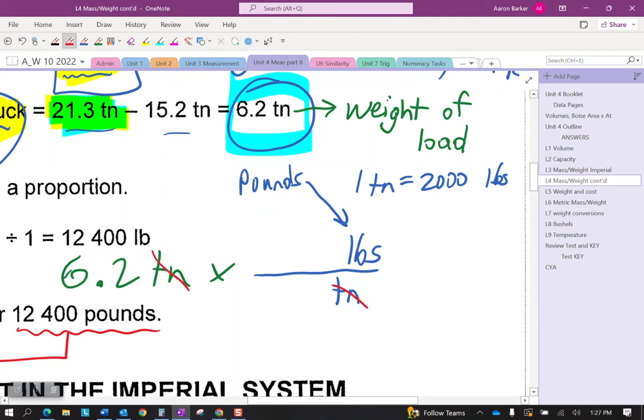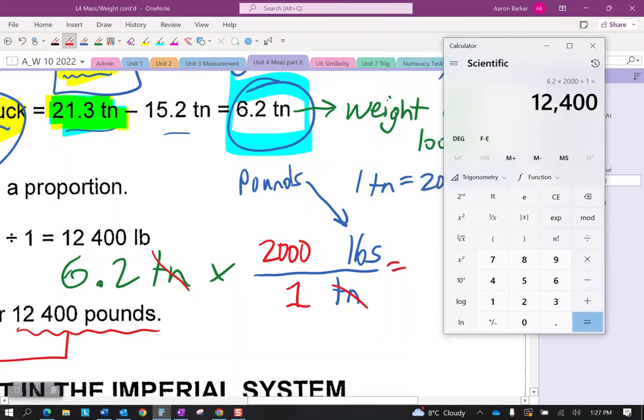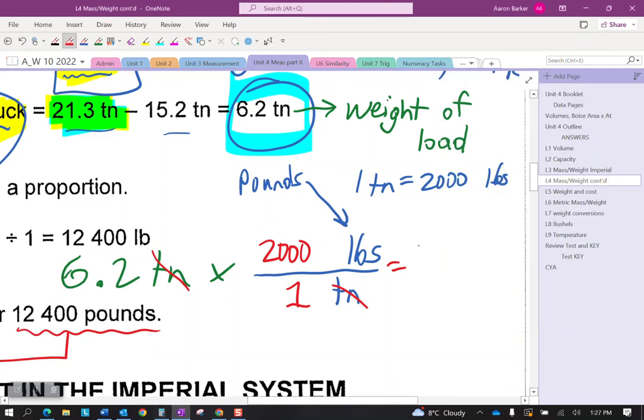Okay? So now we put in the proper numbers. The conversion factor is 2,000 pounds equals 1 ton. So we have 2,000 on top, 1 on the bottom, and then we multiply. Just like you see it, 6.2 times 2,000 divided by 1, 12,400 pounds. Okay. So this is a common classic question that you'll need to know how to do. Questions, comments, or concerns?